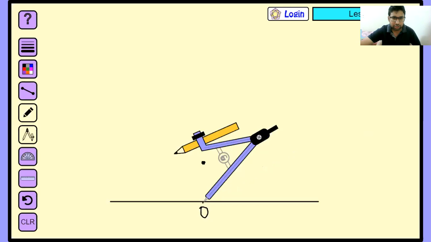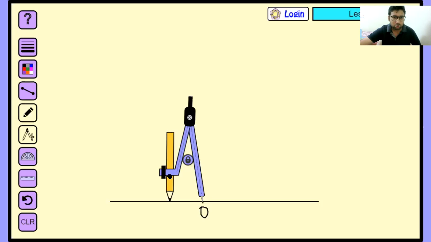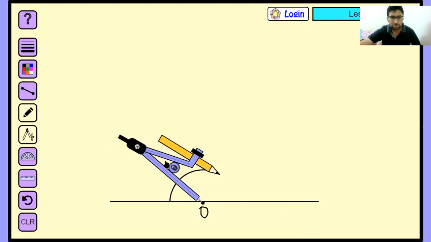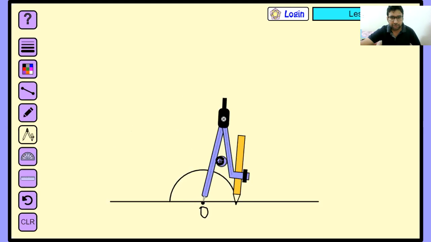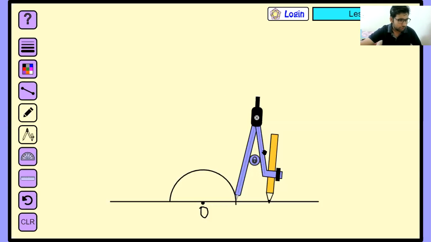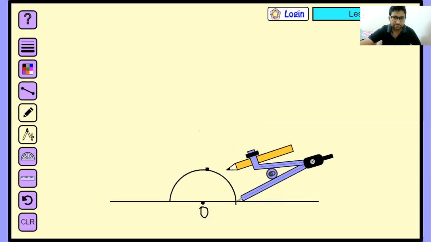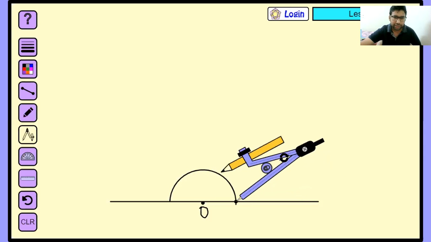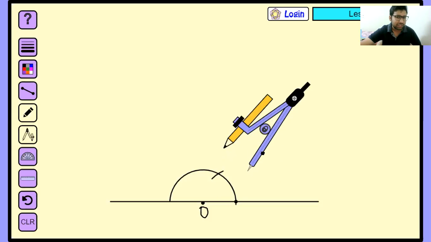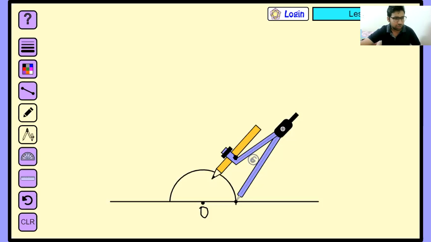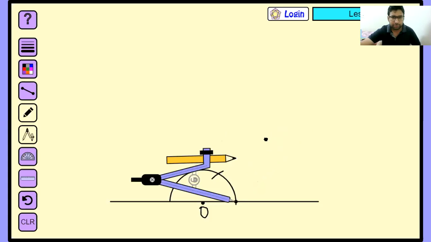Let me bring it a little closer. First draw the semicircular arc. After this, we will draw the 60-degree angle. Sir, we will bisect 60 for 30. Yes, Vaishnav, you are absolutely correct. We will bisect 60 for a 30 degree angle. To obtain a 30 degree angle, it is very easy. We just need to bisect this 0 degree and 60 degree.